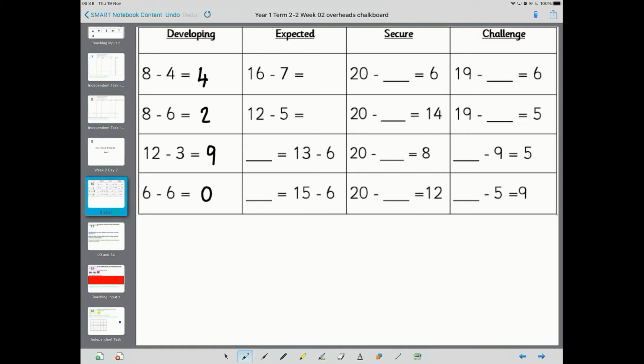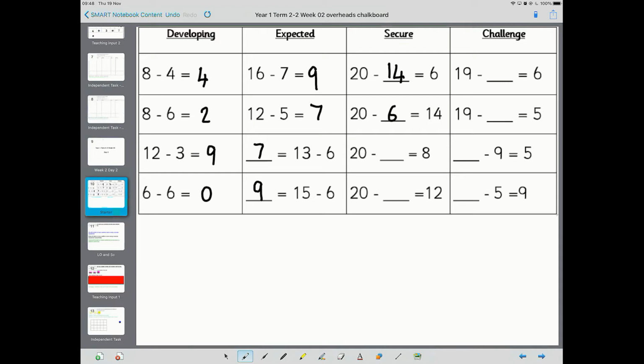16 minus 7, again you could start at 16, count back 7, that would give you 9. 12 minus 5, same process, 7. 13 minus 6, interestingly both of these numbers have gone up 1 and the gap is still 7. Then 15 minus 6, that's 2 more, the number's bigger, so that's 9. Then 20 minus what makes 6, so we start at 20 and we count back to 6, which will give us 14. And you might spot that to get to 14, we count back 6, and these numbers are a pattern again.